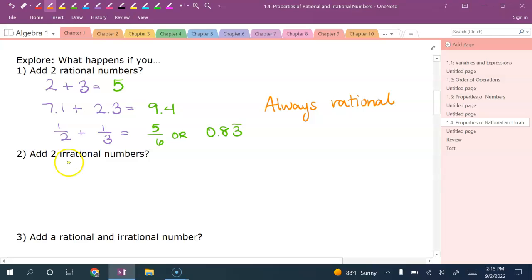Now, if we look at examples for two irrational numbers, let's see what happens if you add pi plus the square root of 5, and if you add the square root of 2 plus the square root of 3.